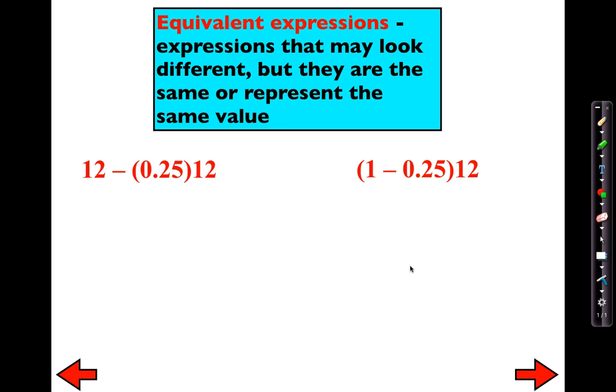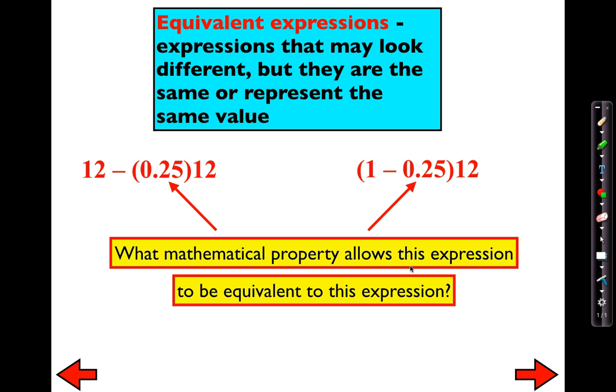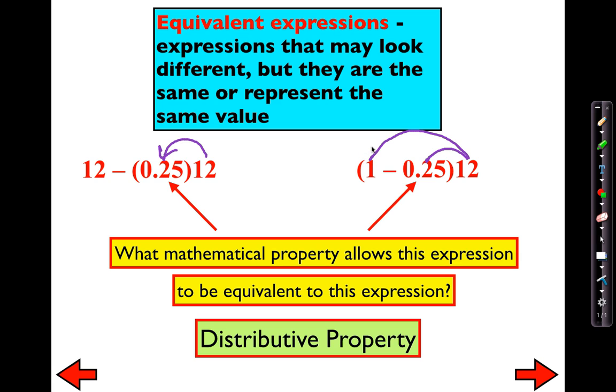So notice here, these expressions are equivalent mainly from the fact of using the distributive property. Because if you distribute, in this case, a 12 to 25 hundredths, and in this case, 12 to 25 hundredths and 1, you should end up with the same exact answer. So the distributive property allows these to be equivalent expressions.